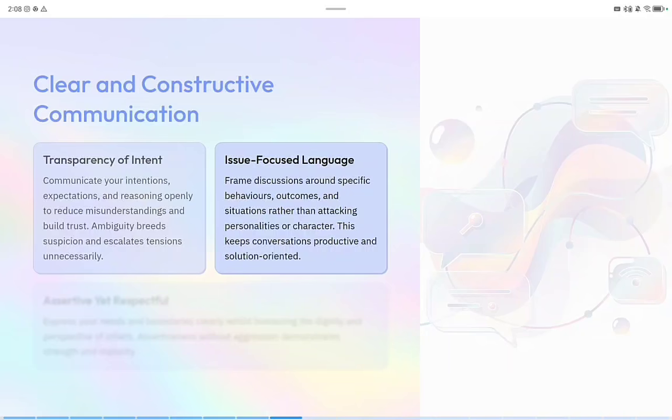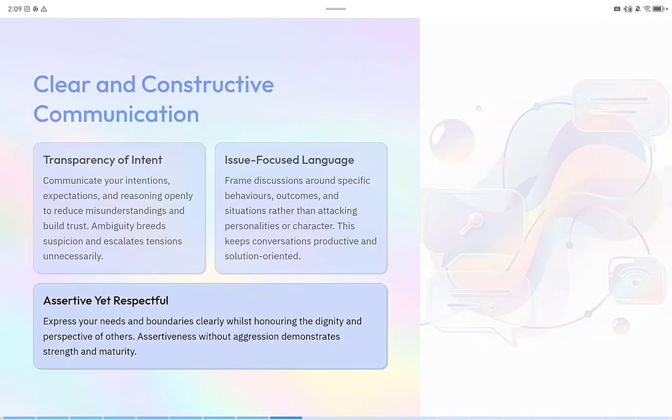Okay? The final one is assertive yet respectful. What does this mean? So you express your needs and boundaries very clearly while honoring the dignity and perspectives of others. Assertiveness without aggression demonstrates strength and maturity. So be respectful always without hesitating to say what you are meant to say.